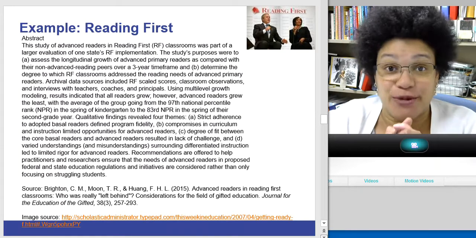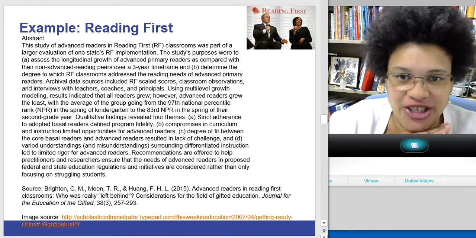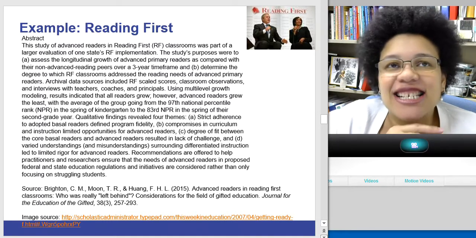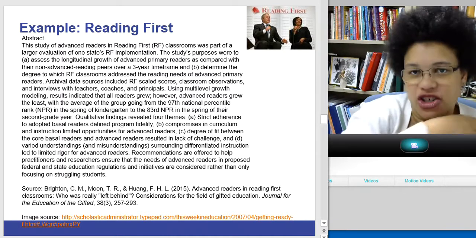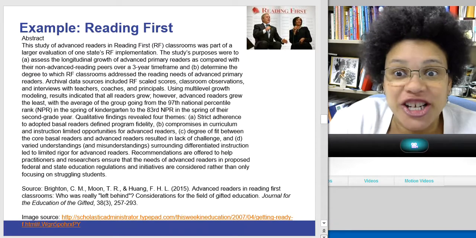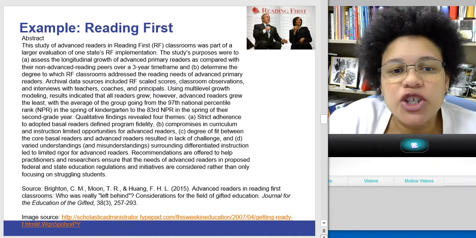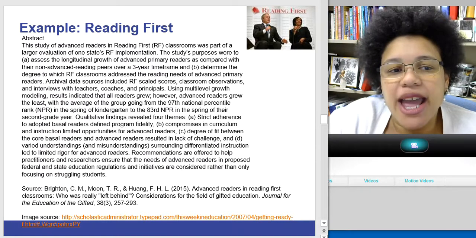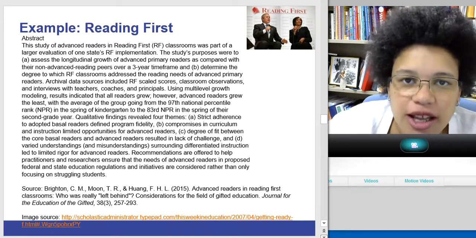So let's look at an example. There was a policy initiative called Reading First that some of you may remember, and it was rolled out across the country during the second Bush era. They were looking at elementary reading, and that's what Reading First was. It was basically a way of teaching elementary reading.